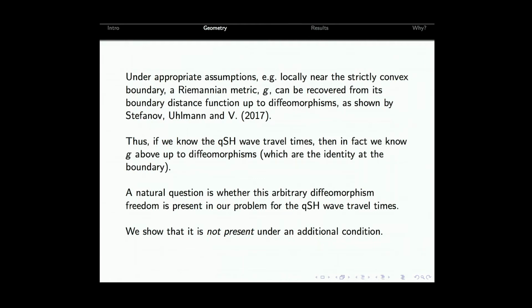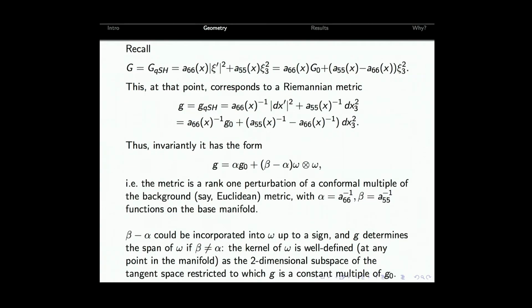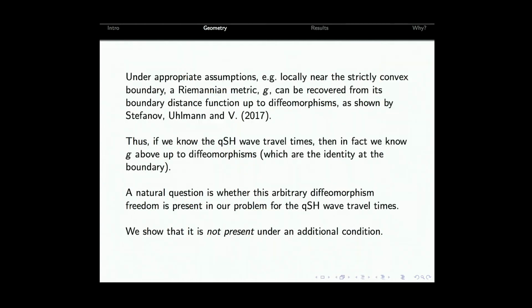quasi-SH travel times, we can recover this metric as we wrote it in this abstract form, G is alpha G0 plus beta minus alpha omega tensor omega. We can recover it up to the diffeomorphism, up to potential diffeomorphism. And then the question is whether this coordinate change freedom is actually present in the problem. So in fact, what we show is that it's not present under an additional condition, right?